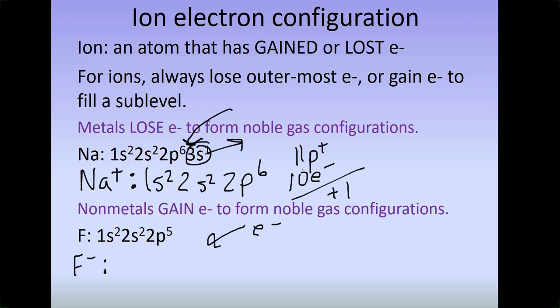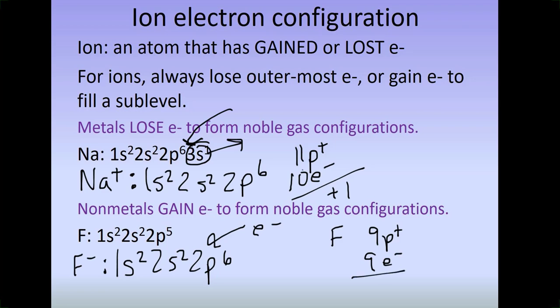So with 1 electron coming in, my electron configuration would be 1s2, 2s2, 2p6. If we look at just our fluorine atom, we have 9 protons and 9 electrons. So that gives us a neutral charge of 0. But if we add an electron, we end up with 10 electrons and an overall charge of -1.